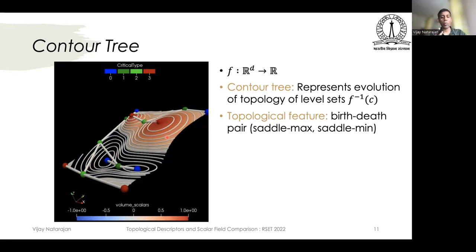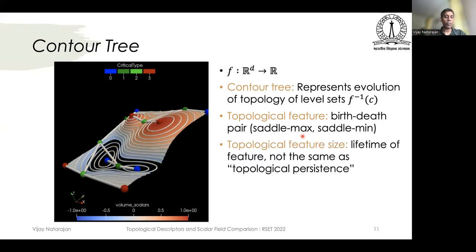So these are what we refer to as topological features. And each such feature, a mountain or a valley, is represented by the endpoints that determine the birth and death of this feature. So, for example, this mountain was born at the saddle and dies at the maximum. So hence, the topological feature, namely the mountain, is represented by a saddle-max pair, the endpoints of the arc.